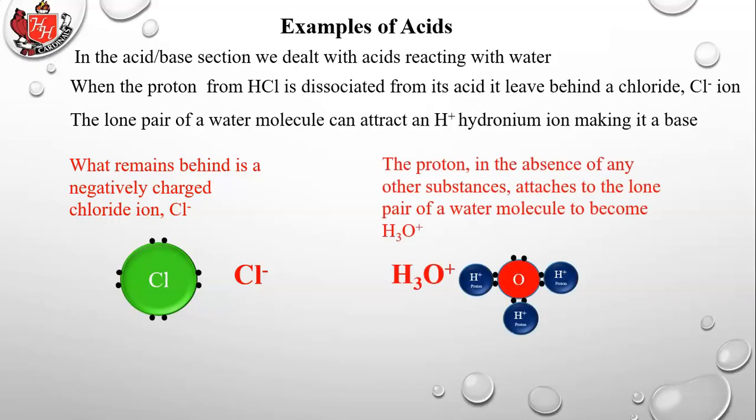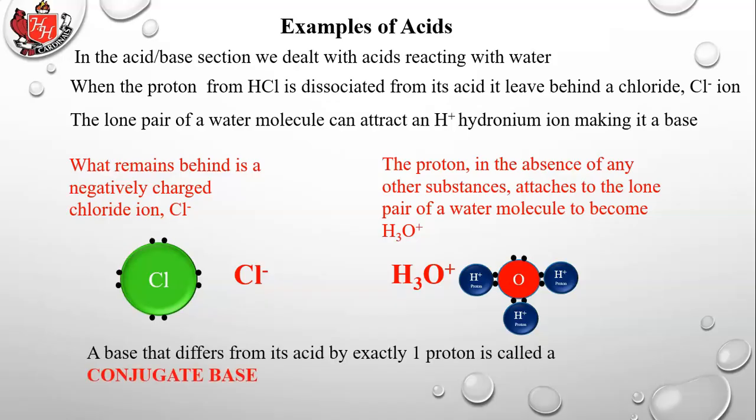So what remains behind is a negatively charged chloride ion. The proton, in the absence of any other substances, attaches to the lone pair of a water molecule to become H3O+, the hydronium ion. And that'll happen 100% of the time. As many hydrochloric acid molecules as you put into an aqueous solution, that many will donate their proton to a water molecule.